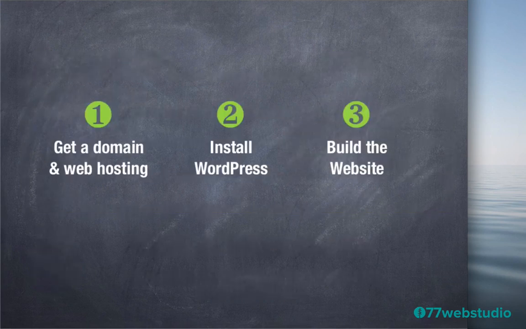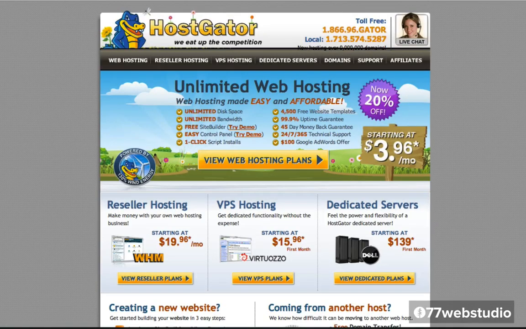So what are the 3 steps we need to take to get this website set up? Well, number one, we need to get a domain name and get the web hosting. Second, we need to install WordPress, and finally, number 3, we need to build out the website. So let's take care of step number 1 by heading over to HostGator and getting the domain and the web hosting. So here we are on HostGator.com.